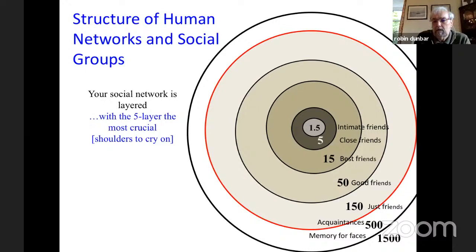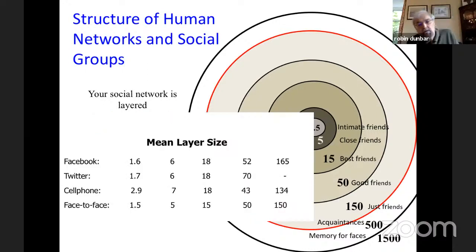But just to show you how consistent these are, here are the same data from different media, Facebook and Twitter accounts. So these are the Twitterati, the followers of a Twitter account, talking to each other in directed posts.